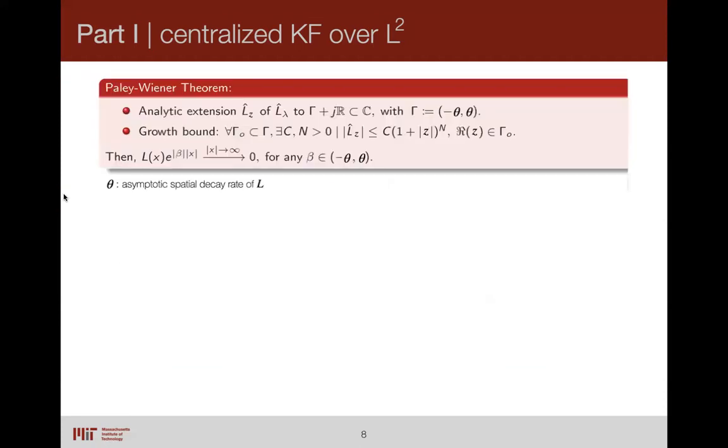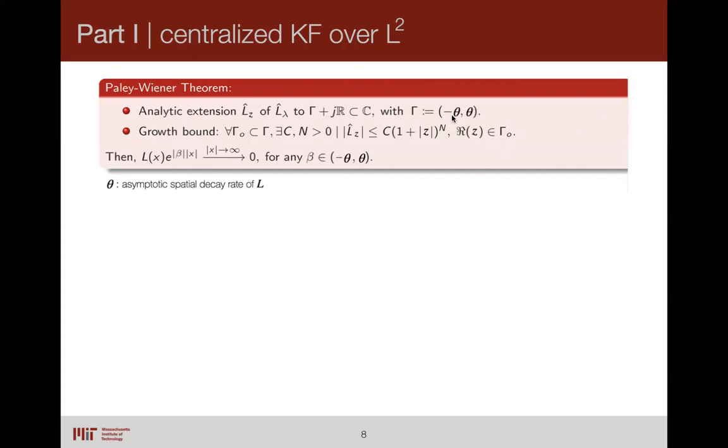So the idea is that we will use something that is called the Paley-Wiener theorem. The Paley-Wiener theorem tells you that if you can define an analytic extension, which we denote by L hat of C, of this L hat of lambda, where C here is a complex number, and this extension is analytic in some strip along the imaginary axis, where this gamma here is just an open interval, and within any compact set containing this interval you can show a polynomial growth bound on your analytic extension, then what you can prove is that your gain decays asymptotically exponentially in space. So this would mean that you have a fast spatial decay, and the decay rate will be determined by the width of this analyticity strip.